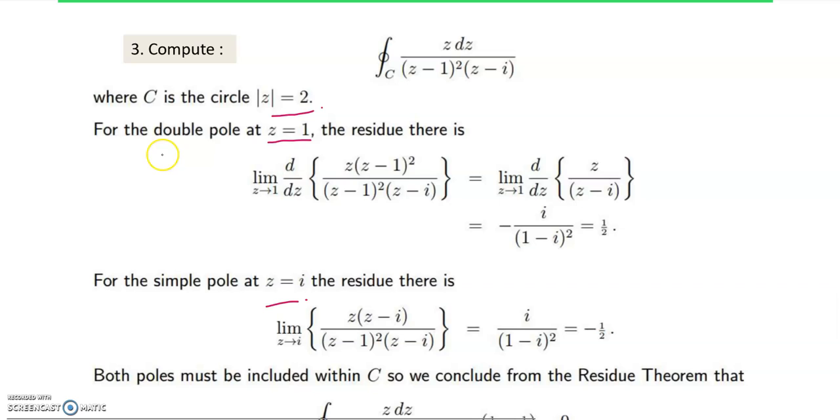Okay, now see, the pole of order 2, a double pole, which means m is equal to 1 in the rule. You substitute m is equal to 1, so that this and this will be cancelled. After that you take the derivative one time. You see here d by dz of z by (z minus i). You take the derivative of z by (z minus i) one time, then substitute the value z equal to 1. That's it. That is 1 by 2.